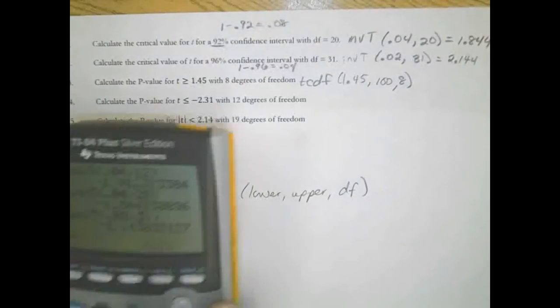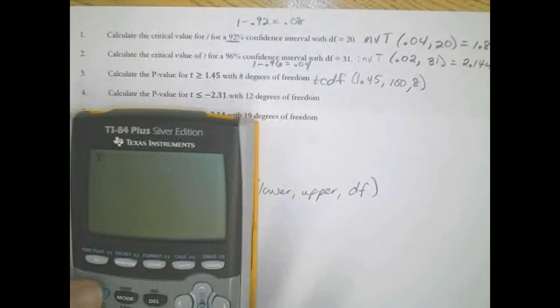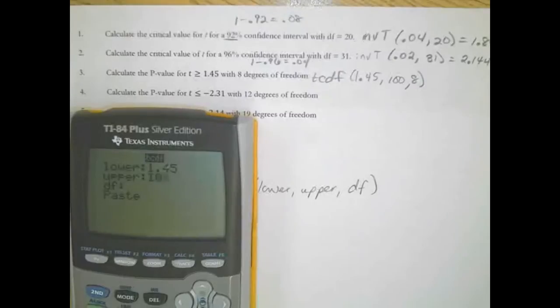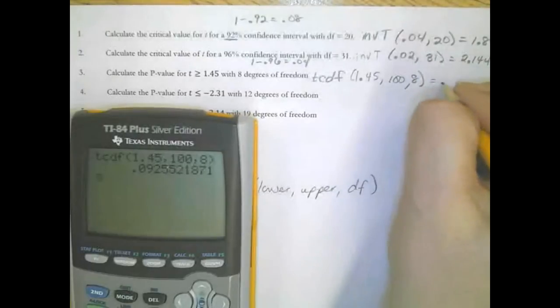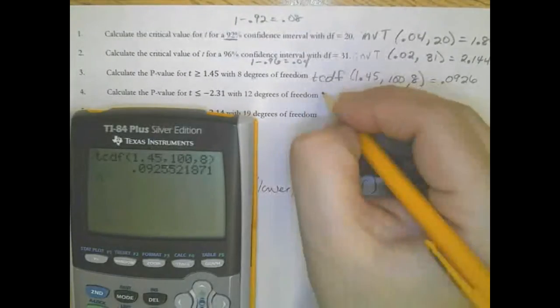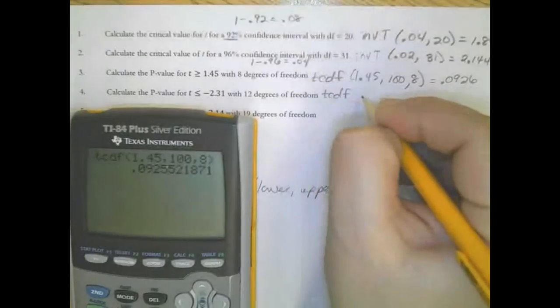So let's clear this out, go second distribution, TCDF. My lower was 1.45, my upper was 100, and my degrees of freedom was 8. And so I get 0.0926, and that would be my p-value for that. All right, if I look at the next one, again, it's the TCDF. This time I want to be less than that.